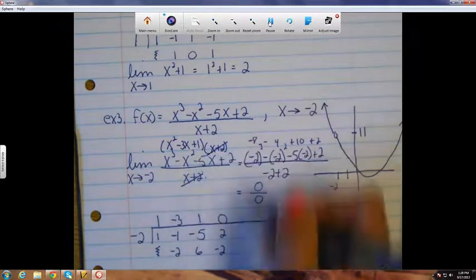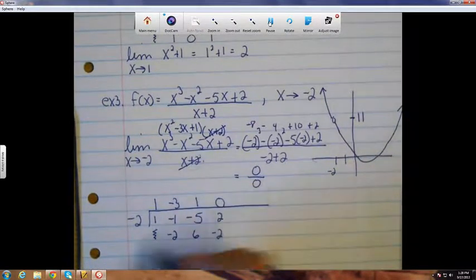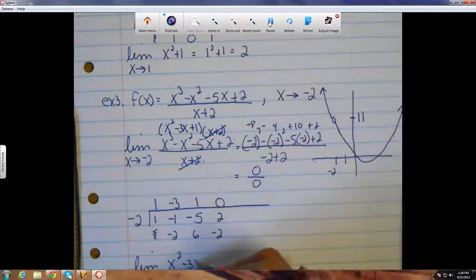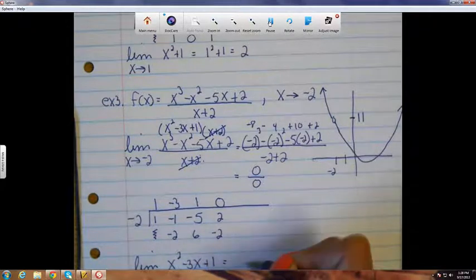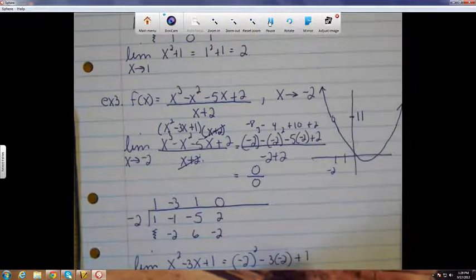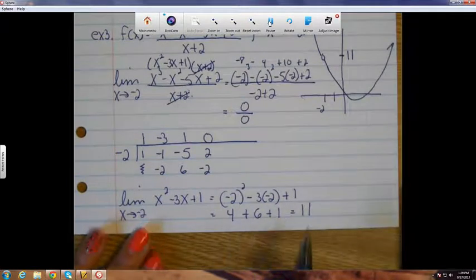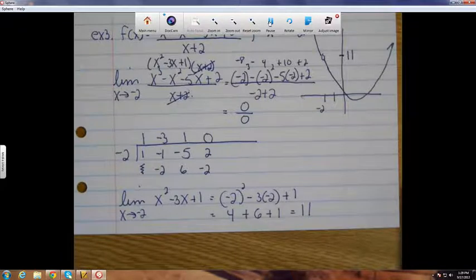Canceling those out removes the hole in the graph, and we're going to find the limit with the remaining factor. As x approaches -2 of x squared minus 3x plus 1, -2 squared minus 3 times -2 plus 1, that's 4 plus 6 plus 1, for the 11. Okay, nothing too tricky today.